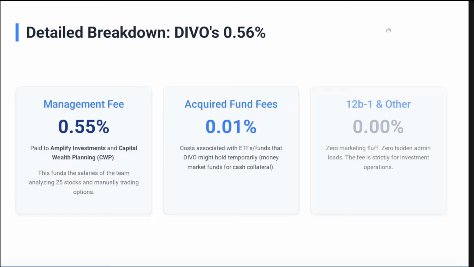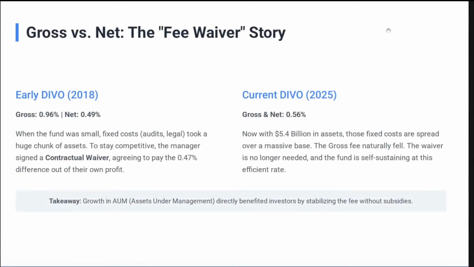And then the 0.01 is the acquired fund fees, costs associated with ETFs or funds that DIVO might hold temporarily, like money market funds for cash collateral. And then 0% goes to the marketing, so that's good, right? They don't care about it. That saves you money. Gross versus net, the fee waiver story.